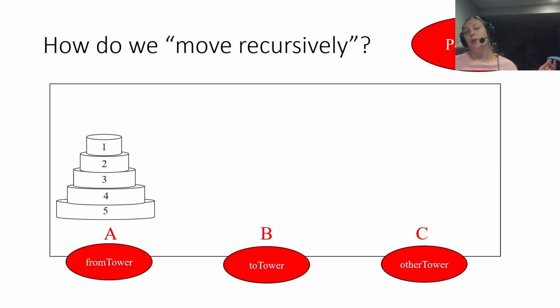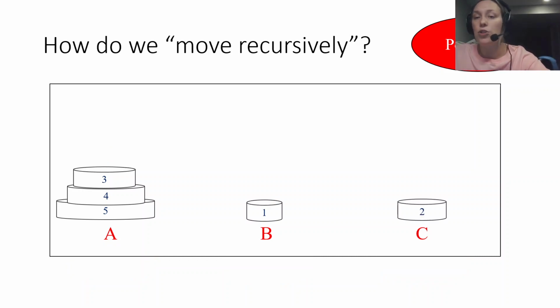So how do we move recursively? Let's start building this idea of code here. So I have 5 disks, let's say, starting in tower A. I call them from tower, to tower, and other tower in the code that I have written, which we'll get to in a moment. So what I'm going to do is move my top 4 disks from A to C. How am I going to do that? I'm going to call them by their numbers, 1, 2, 3, and 4. So to move recursively, I move 1, 2, 1.